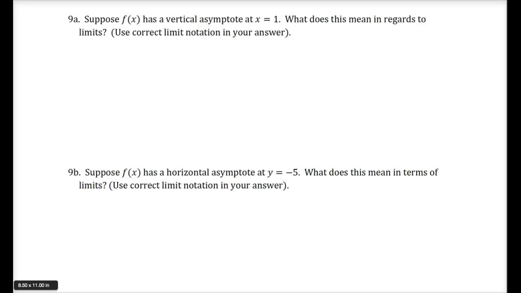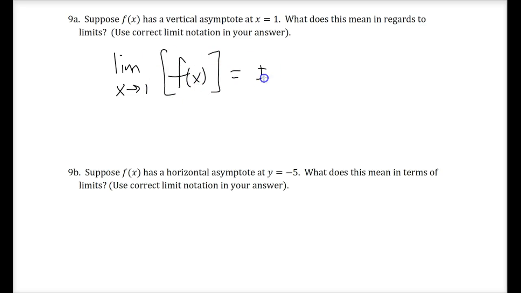All right, so now that we see this, we know that whenever we're talking about a vertical asymptote, we have to have the limit of a function as x approaches some specific x value equal either positive or negative infinity. So here we could write that the limit as x approaches 1 of f of x could be either positive or negative infinity, okay? And so that's all we have to write.